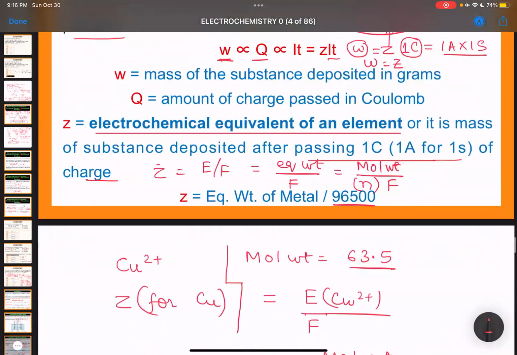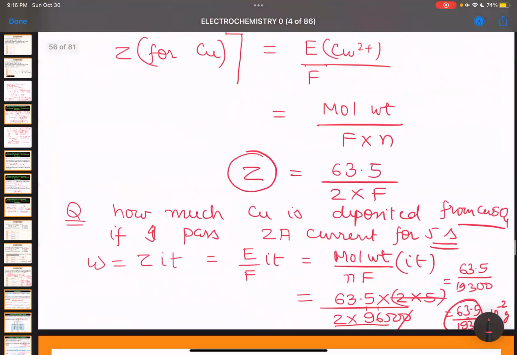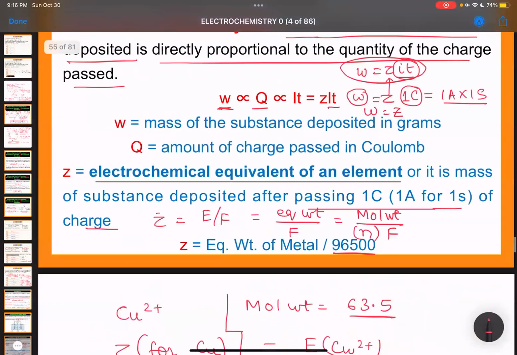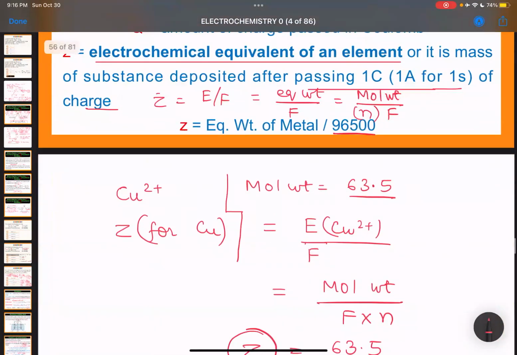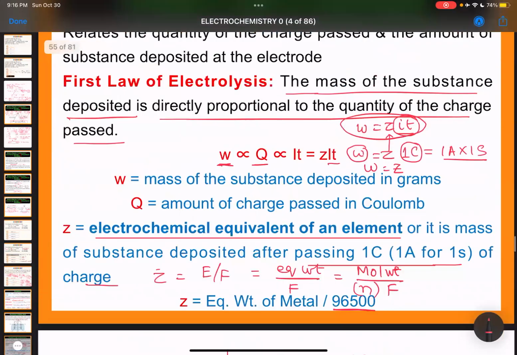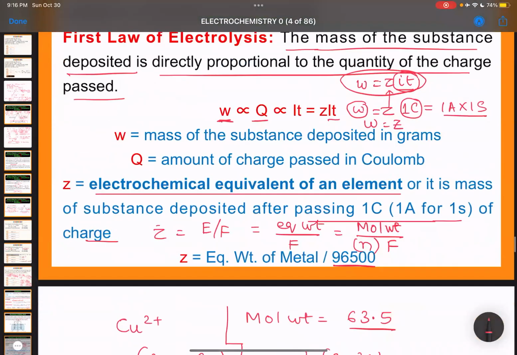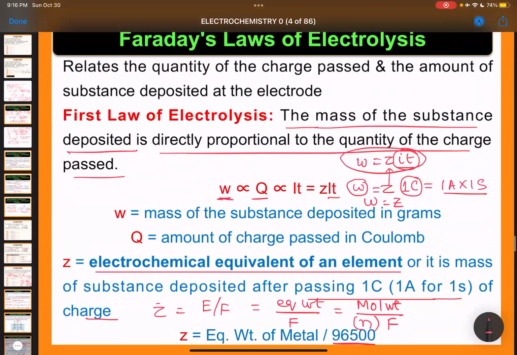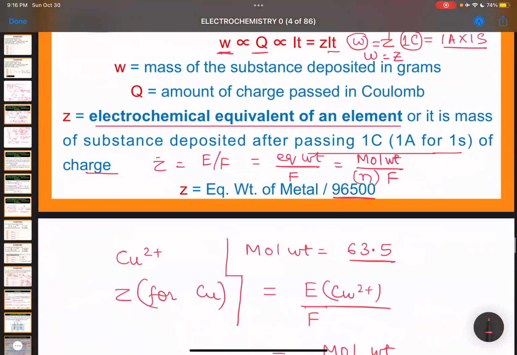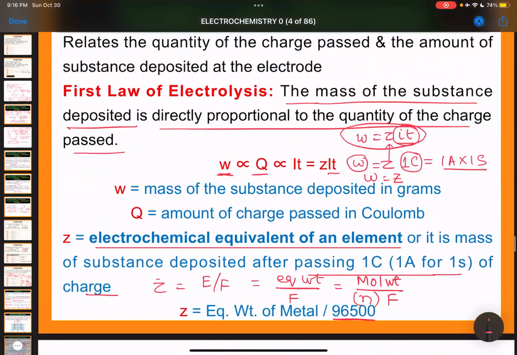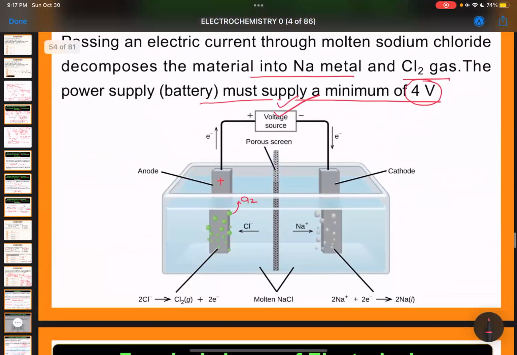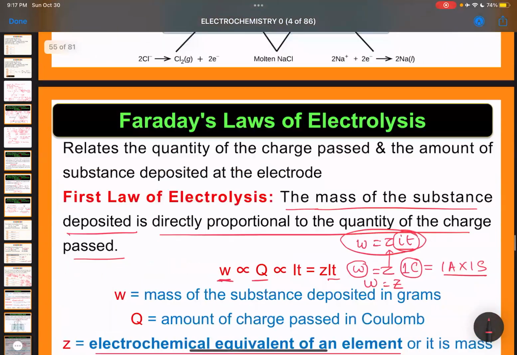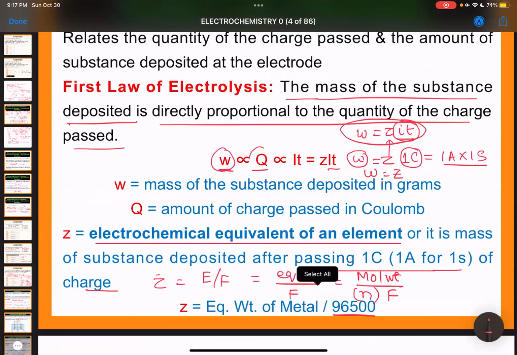So this is Faraday's law. I think we discussed this, Faraday's law of electrolysis. First law, that just quickly we can revise. Okay, if you have any doubt, you can stop me, and then we can proceed ahead. Whatever the charge which is passed, the amount of substance which is deposited, the amount of sodium, the amount of chlorine gas liberated, the mass is directly proportional to the charge. Charge is IT, current into time is the charge.